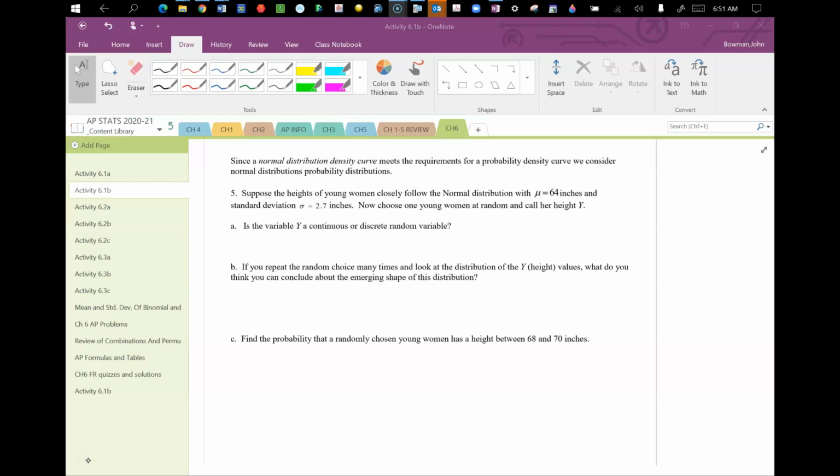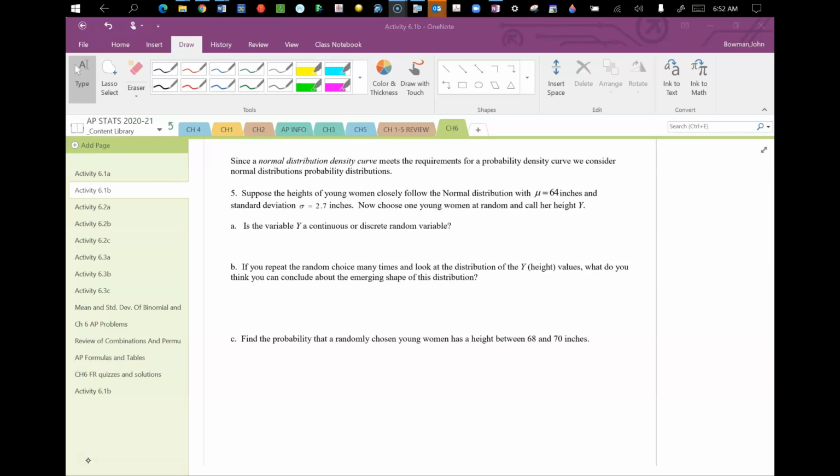Suppose the heights of young women closely follow the normal distribution with a mean of 64 inches and a standard deviation of 2.7 inches. Choose one young woman at random and call her height y. Is the variable y a continuous or discrete random variable?